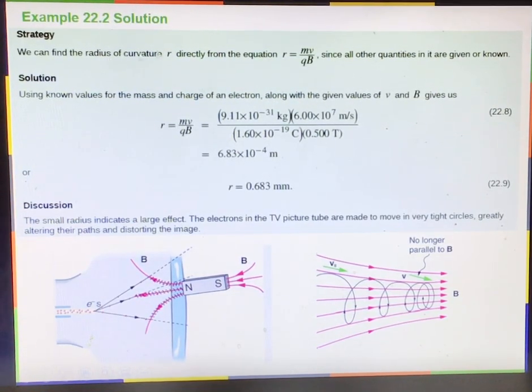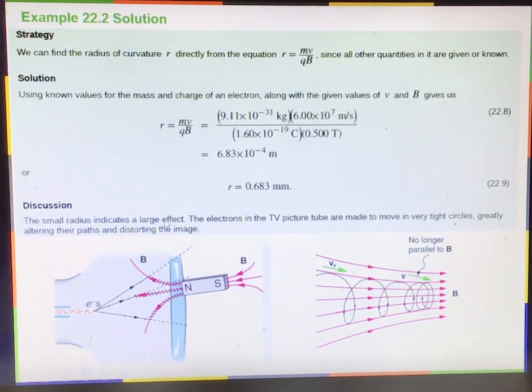So we can use this equation that we've derived. We said that the radius of curvature is just the mass times the velocity divided by charge times the B field. Because we know the mass of an electron, the velocity of an electron, the charge of an electron, and the B field, I can substitute all these quantities into this equation, and I end up getting a value that is about 0.683 millimeters.